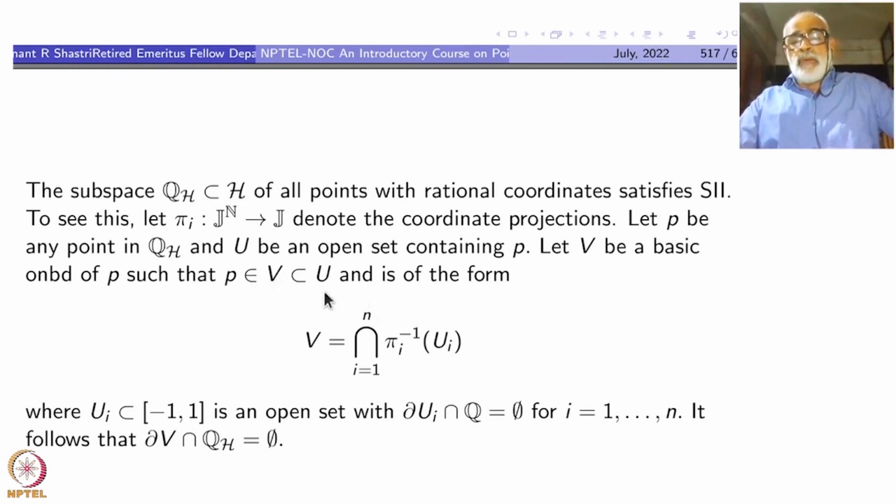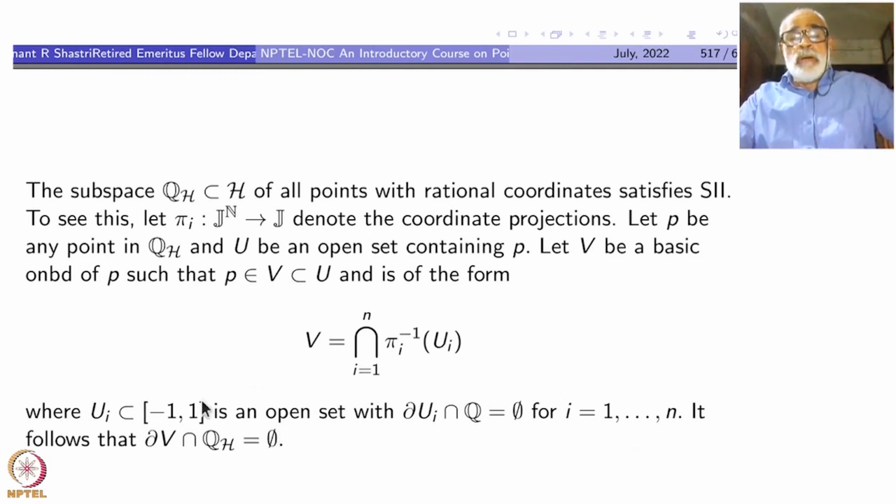So this basic neighborhood, by the very definition of the product topology, will be of the form intersection of finitely many pi_i inverse of u_i, where this u_i is an open subset of minus 1 to plus 1, the coordinate space. Finitely many of them, so there will be a maximum n. I can include all of them up to n, no problem, right?